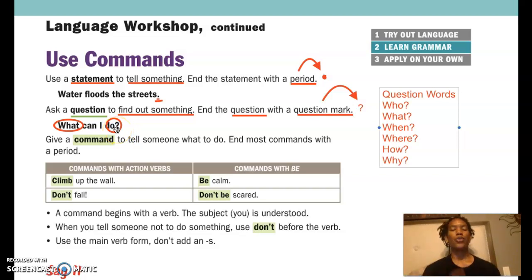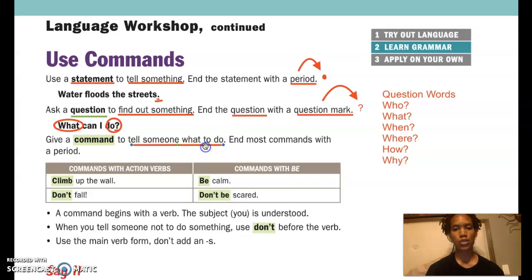Okay, now we got statements, we got questions. Statements end with a period, questions end with a question mark. Now, give a command to tell someone what to do. Okay, so if you're trying to tell someone what to do, you give them a command. One example that I'd like to use is the commands that we use in class. Put away your cell phone. This is a command. Do your work. Get your folder. Open your folder, open the door, close the door. These are commands because I am telling you to do something, okay? Or I'm asking you to do something, okay?